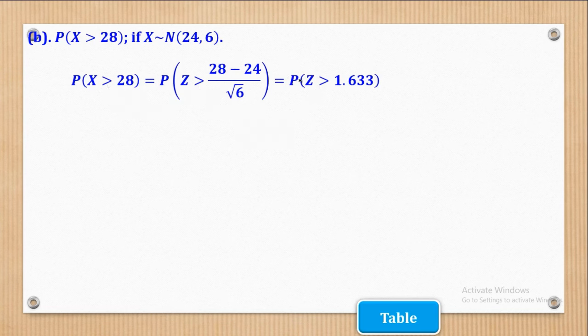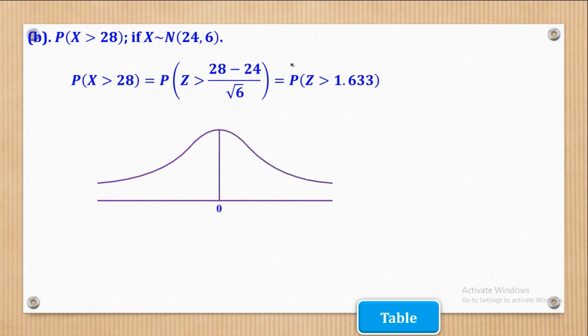After that, we shall now draw our sketch of the standard normal curve. It is always the same, with the mean at the center, which is 0. Then next is to look at this value. This value is positive, meaning that it will lie in this part of the curve. So let it be there.